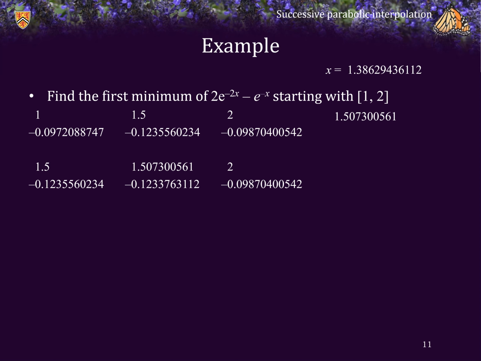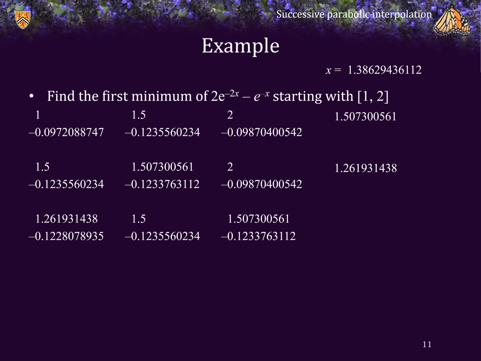All right, now we have these 3 points. We'll find the interpolating quadratic, and the minimum of that interpolating quadratic is at x is equal to 1.2619 and change. All right, so once again, we look at the 3 points and we see that at x equals 2, that is the largest value of the function, and therefore we will discard x is equal to 2 and continue iterating with 1.2619 and change, 1.5, and 1.5073.